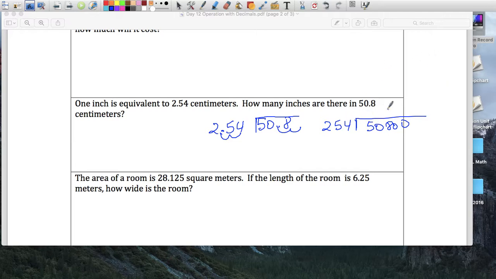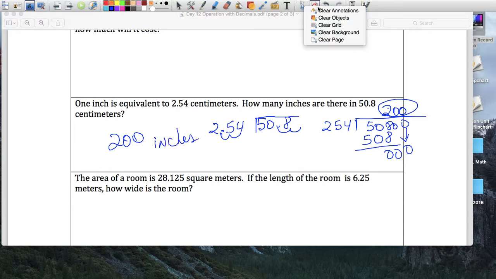254 goes into 508 2 times. 508 minus 508 is 0, bring the 0 down. 254 goes into 0, 0 times. Bring the other 0 down. 254 goes into that 0, 0 times. So how many times can 2.54 go inside 50.8? 200 times, so that's 200 inches.